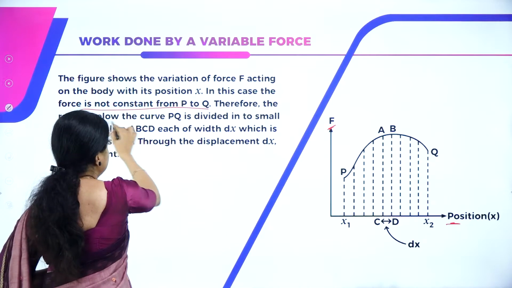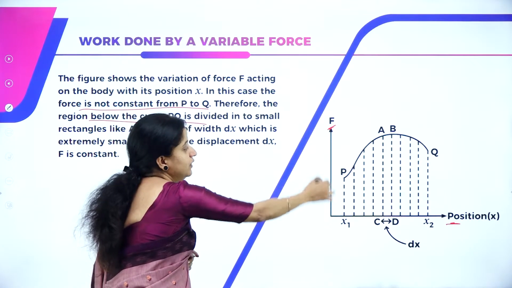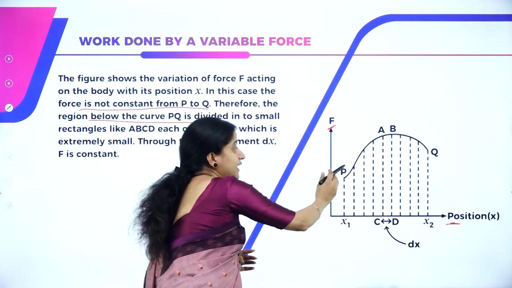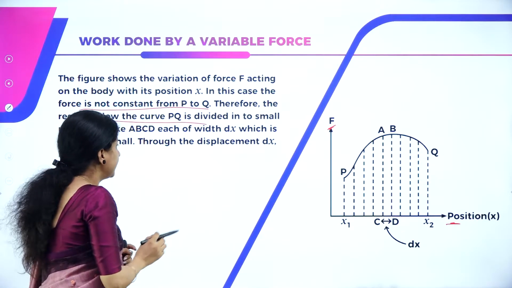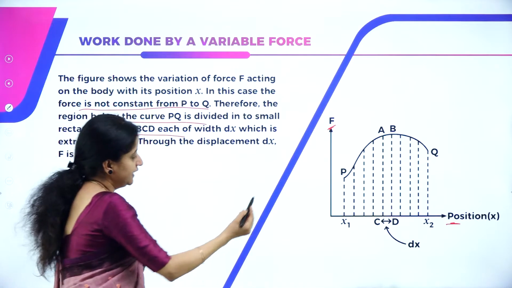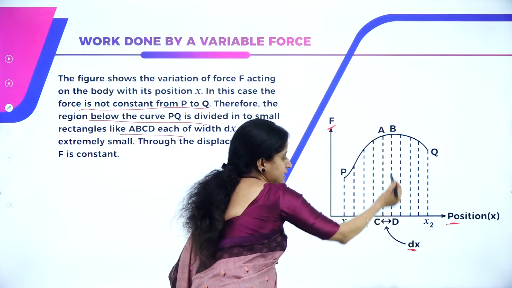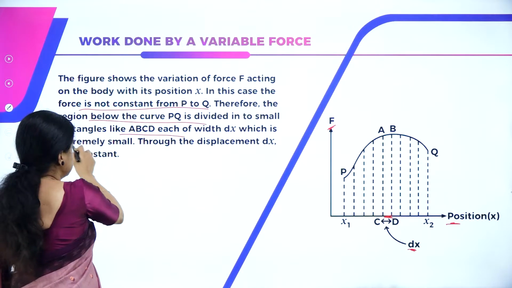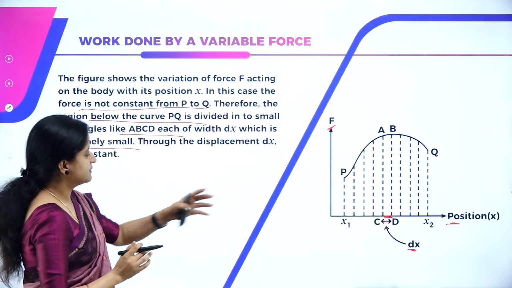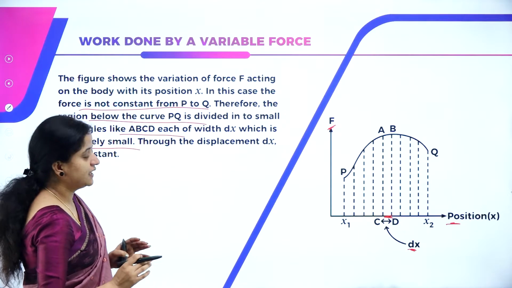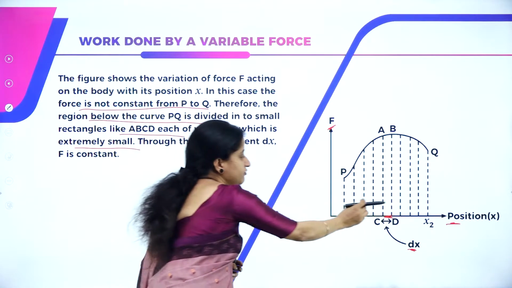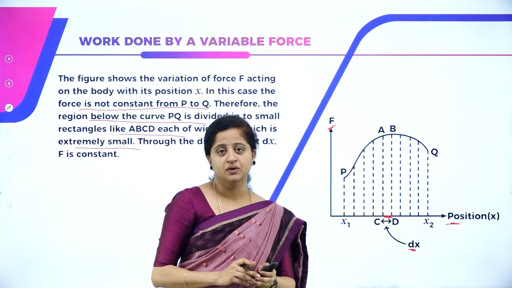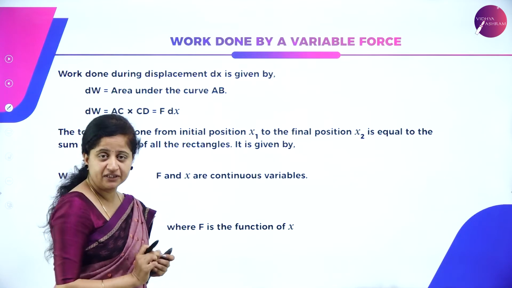So therefore, the region below the curve PQ is divided into a number of rectangles. Here we can observe the area is divided into a number of small rectangles like ABCD, each of width dx, which is extremely small. Through the displacement of dx, the force is constant, but the force is not constant from P to Q. So now we have considered each rectangle with the width dx.